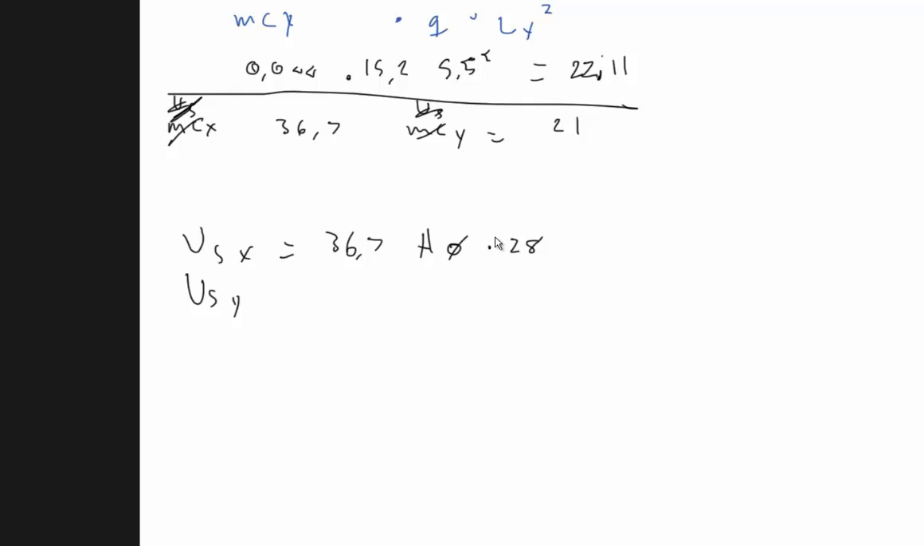Okay, so now I remember. This is the second step. USX is equal to 36.7, which is MCX, the row just above, divided by 0.9 times C, which is the thickness of the slab, minus 0.03. Let's divide.